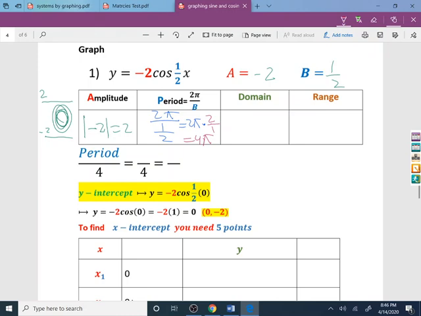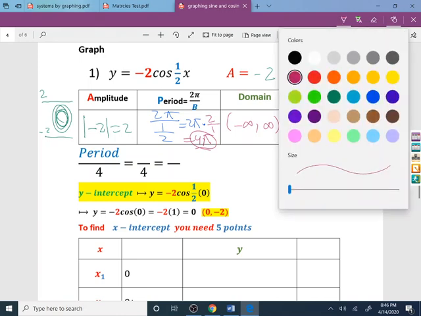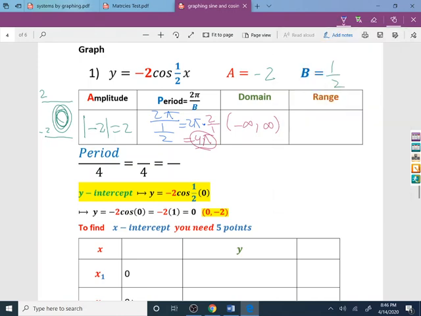For what? My domain, oh my God, domain -infinity to +infinity. You don't have to worry about the domain for sine and cosine. The range, negative, you see that? From -2, depending on A, my range. The y-intercept, -2. Now my period here over 4, I need this all the time.